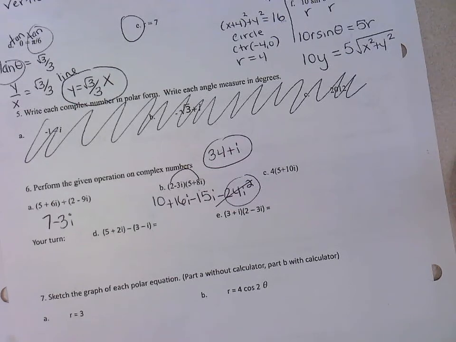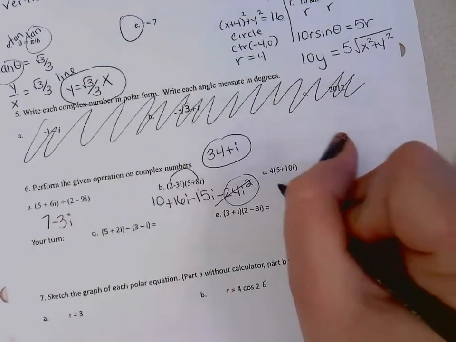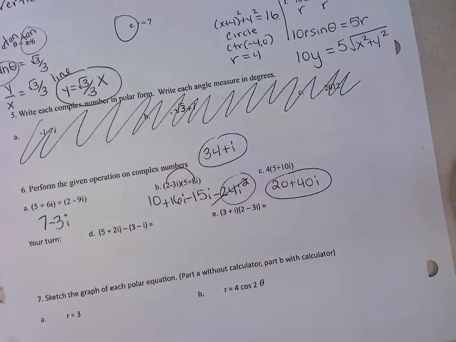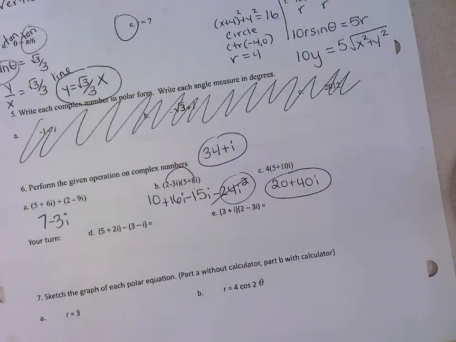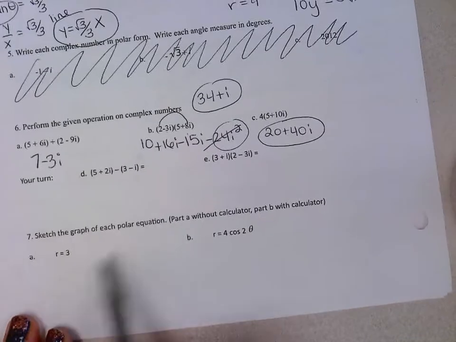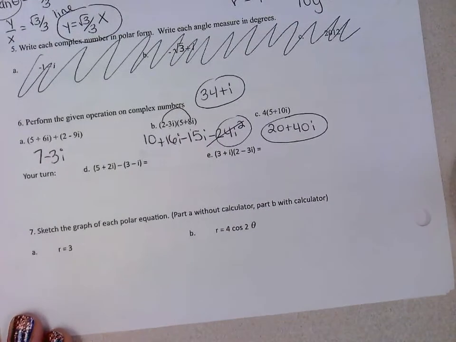And on 6C, you distribute the 4, so you'd have 20 plus 40i. And you can do D and E. Make sure you distribute the negative sign. And then you should be able to sketch these graphs. You can use a calculator for reference if you need. You have to put it in polar mode.